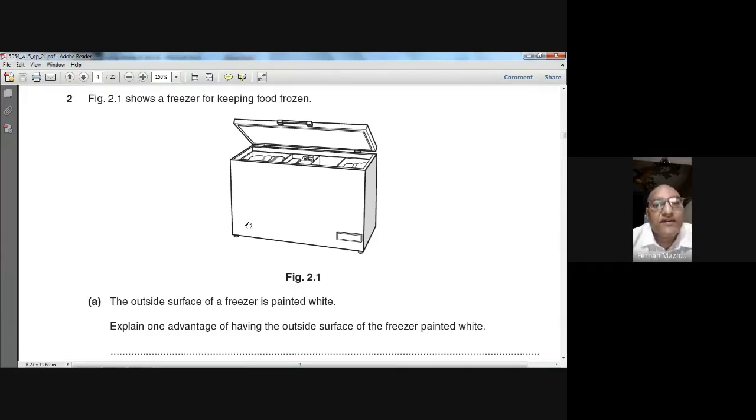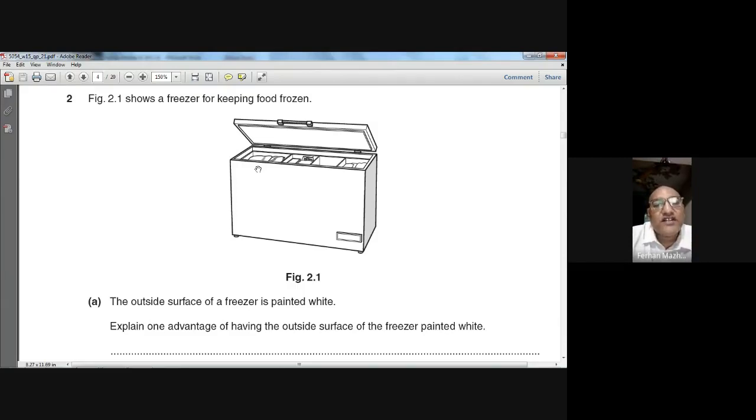There we have a deep freezer, and the outer surface of the deep freezer is normally of white color. The reason is that the white color is a bad absorber of infrared radiation. Because it is a bad absorber of infrared radiation, it will absorb a very small amount of heat from the surrounding.